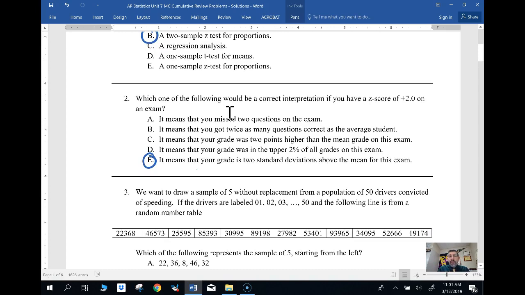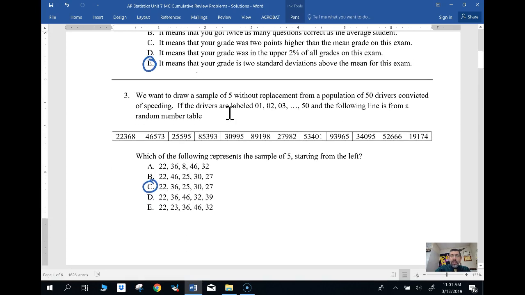A Z-score is about how many standard deviations away from the mean we are, and that's straightforward. Number three, in my class, we had a bit of a printing error. This 8 was down here. It should actually be right here. So all I'm going to do is go through this in a simple random sample and pick the ones that work for me. In this case, it's C.